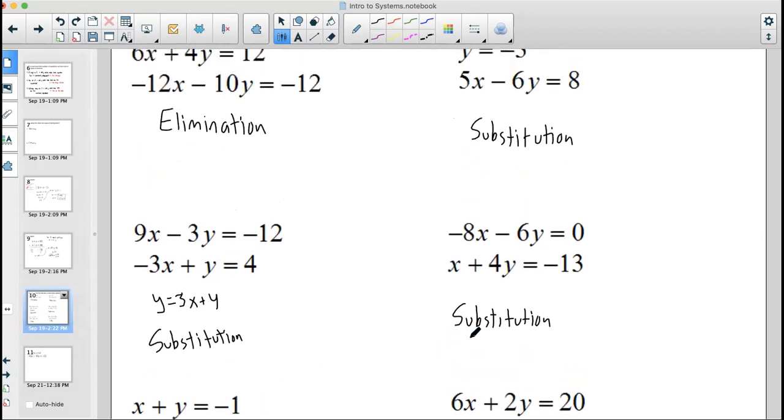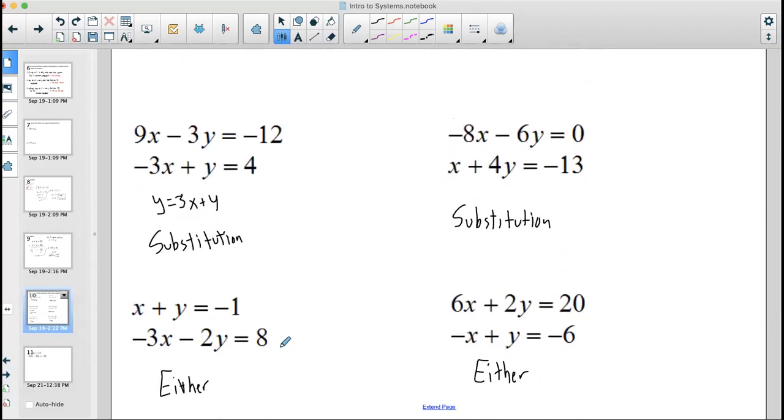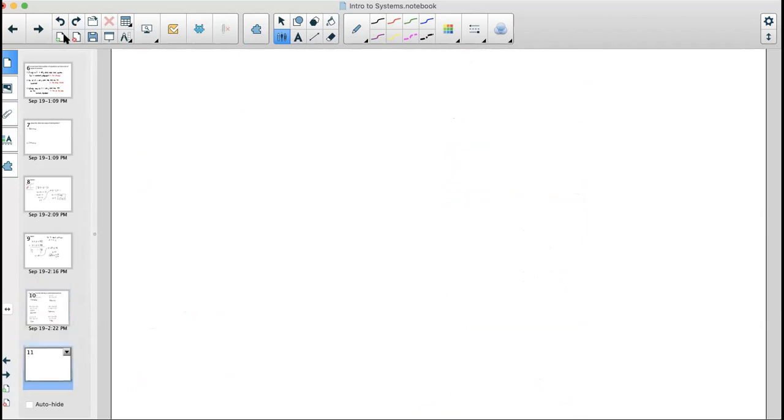So let me do an example. Let me show you why I think elimination would be pretty easy. This one here, X plus Y equals -1, would be pretty easy to solve for Y, but I still wouldn't do it that way. And let me show you how I would do this one. X plus Y is negative. I'll write this one again.